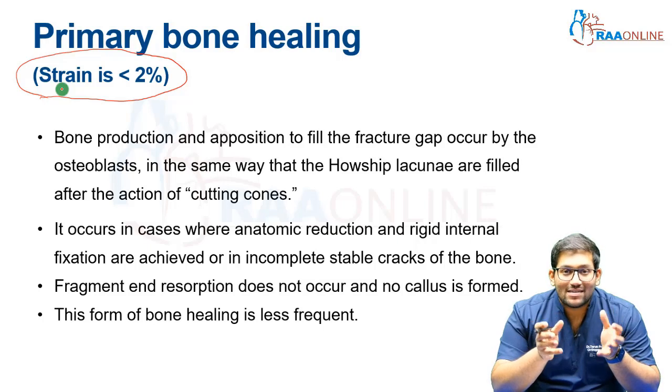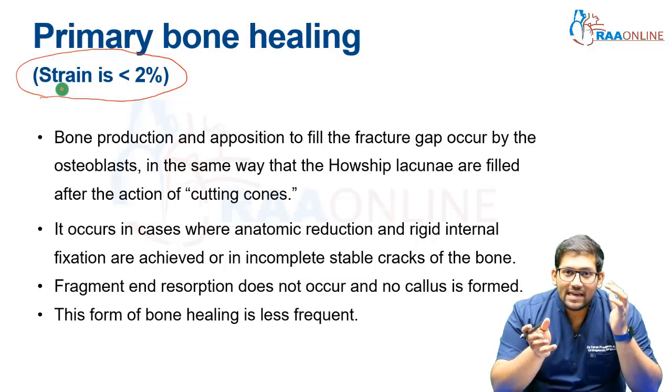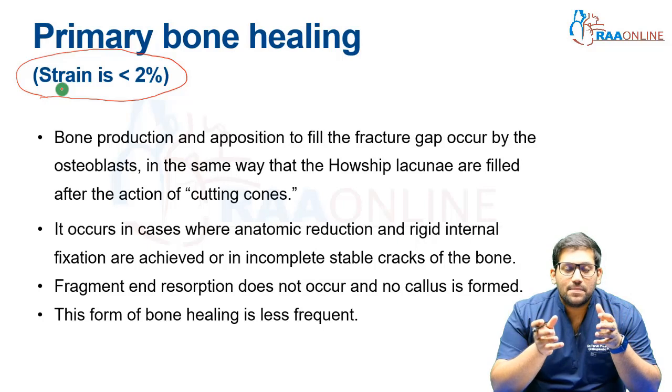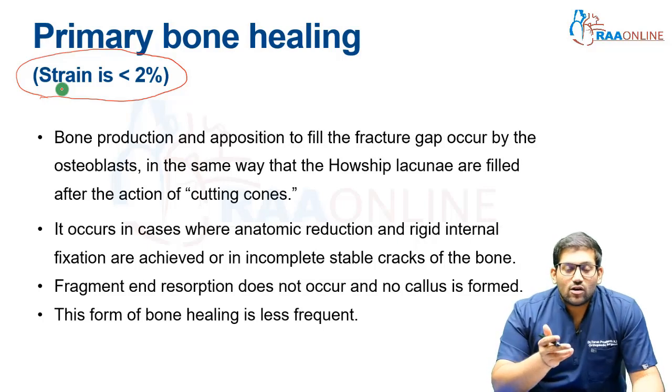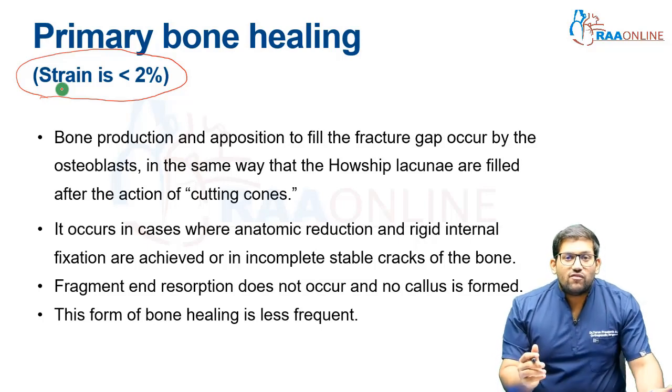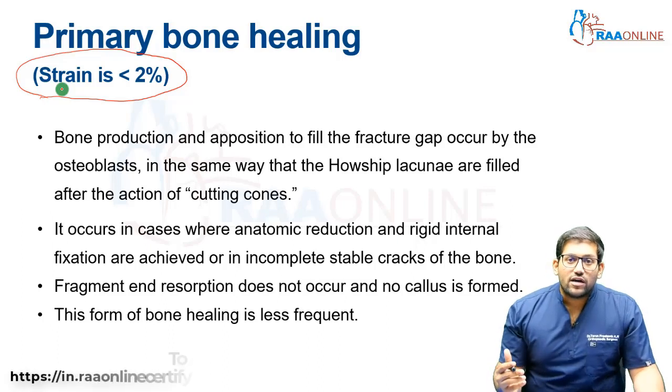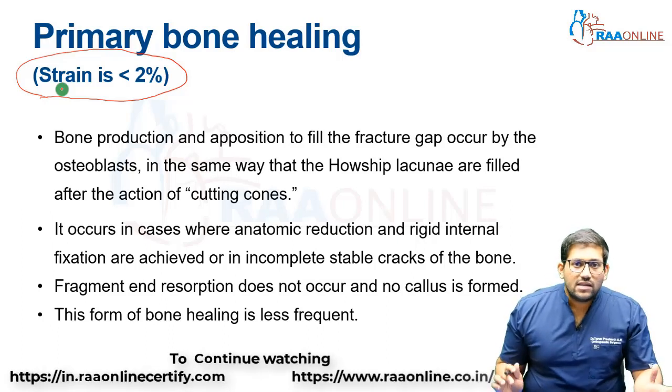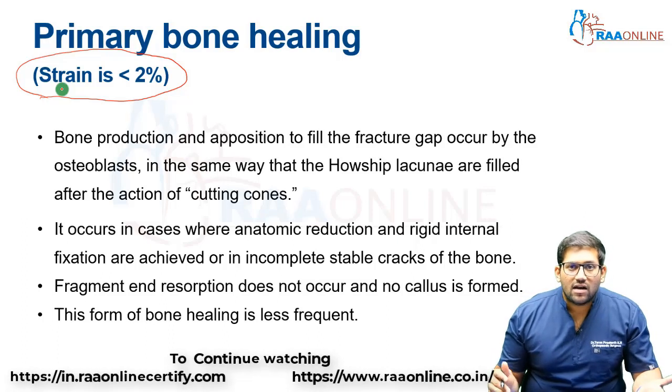It is also called intramembranous healing or healing by cutting cones or creeping substitution. You need to know that in this type of healing, you cannot see a callus. The fragment end resorption which usually occurs following a fracture does not occur. No callus is formed, and this form of bone healing is very infrequent. At least for patients who are treated non-operatively, this type of bone healing cannot occur unless it is an undisplaced fracture.